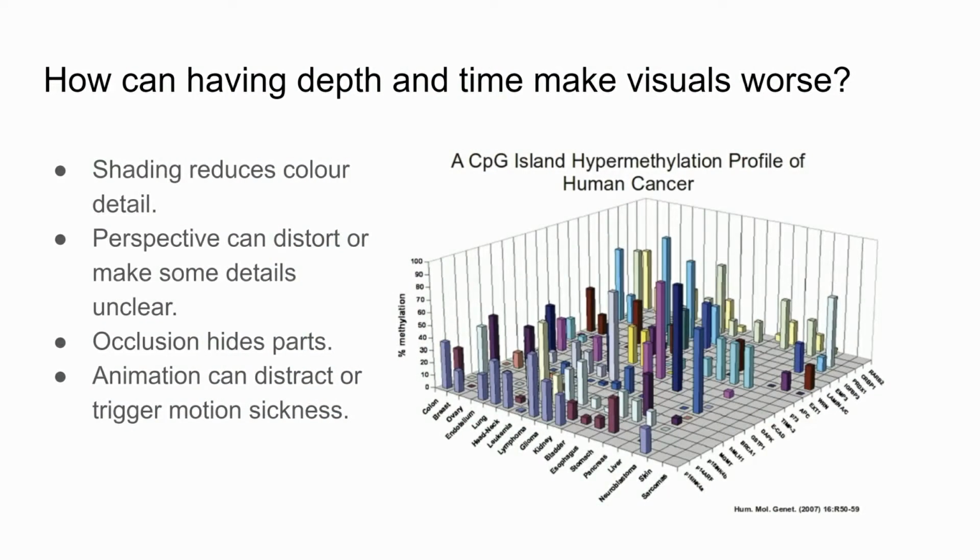Other issues are that perspective can distort your visualization and make some details unclear. A classic example, if you've ever seen a 3D pie chart, is that whichever slice of the pie chart is closer to the virtual camera, by virtue of perspective, looks bigger than it actually is compared to the other slices on the pie.